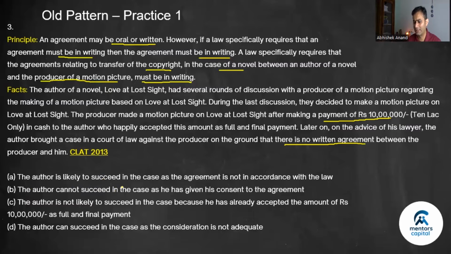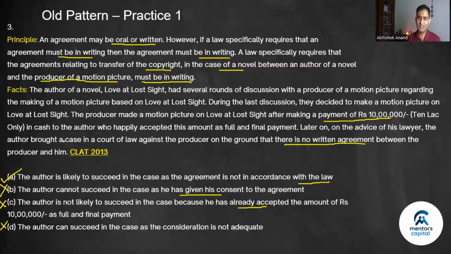The author is likely to succeed in the case as the agreement is not in accordance with the law. The law said it had to be in writing. It was not. So I'll keep this for a while. Let me check B. The author cannot succeed. He has given his consent. No, he can succeed. It was oral, not in writing. This again, because it is oral, not applicable. The author can succeed in the case as the consideration is not adequate. No. Only A, the principle applies.